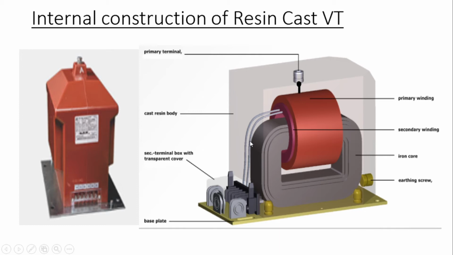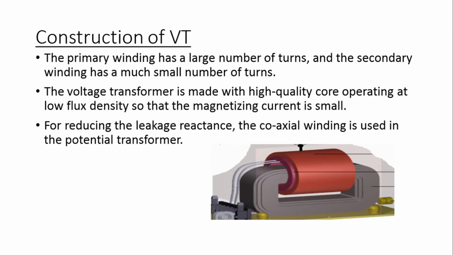Here are the two terminals of the secondary winding used for external connection to a measuring meter or protection device. Now we will see some more details on the construction of VT.